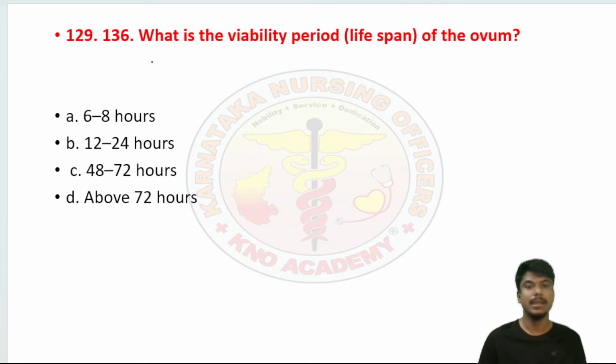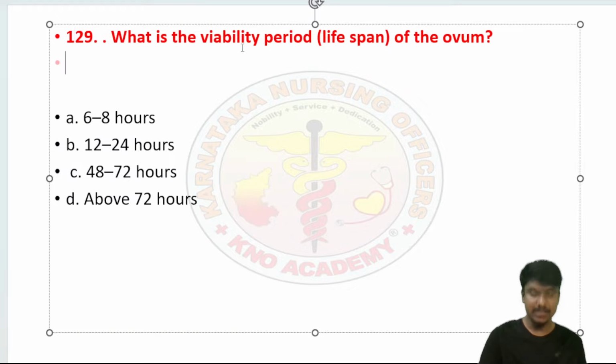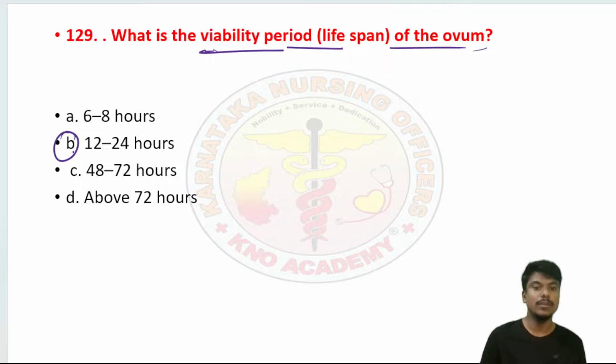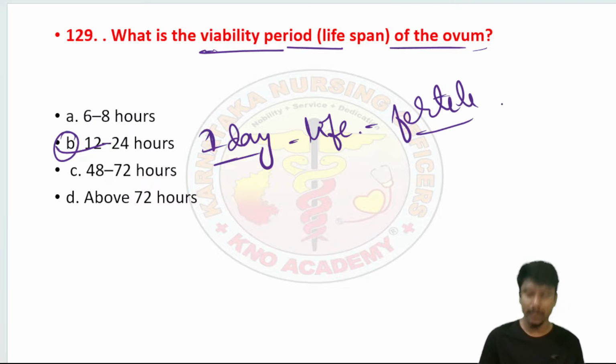Moving to the next question. Here we have a single-line knowledge-based question. They are asking about the viability, the viable period of the ovum. What is the lifespan of the ovum? Like 12 to 24 hours. Up to 1 day we consider as the ovum lifespan. It will be fertile up to 1 day. After that it will go to a dormant stage. So 12 to 24 is the right answer.